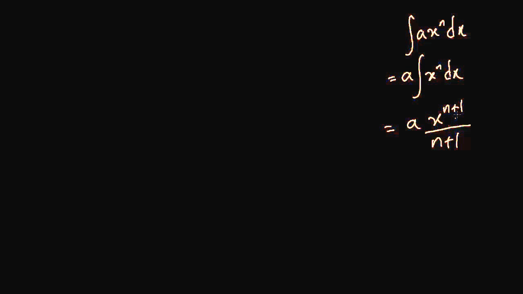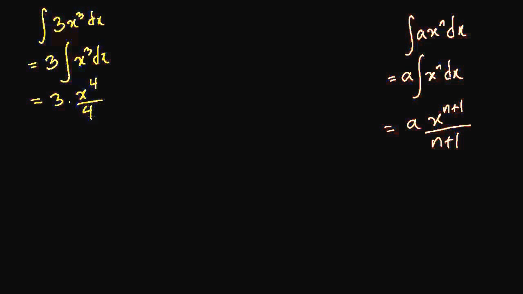So let's do a number of examples. Integration of 3x cubed dx. The 3 would be in its place, so we don't have to do anything to this, we keep it here. The exponent of x would be increased by 1, so it would be x to the power 4 divided by that. So the answer would be 3 by 4 multiplied by x to the power 4.